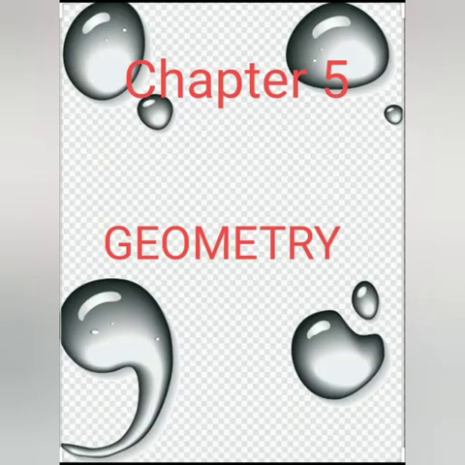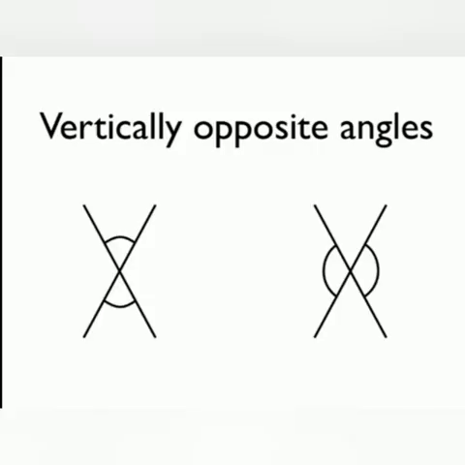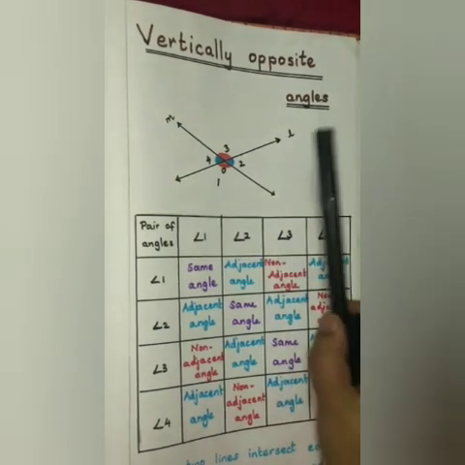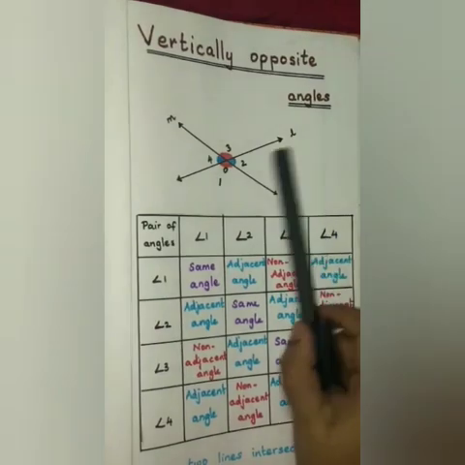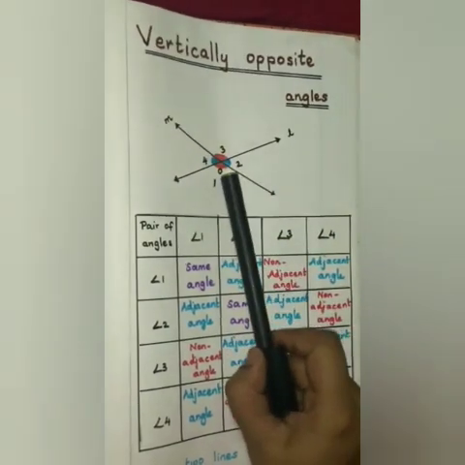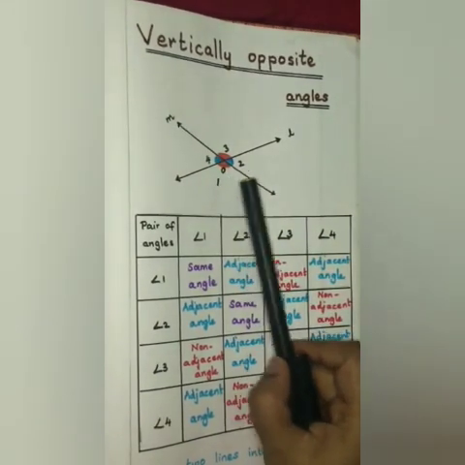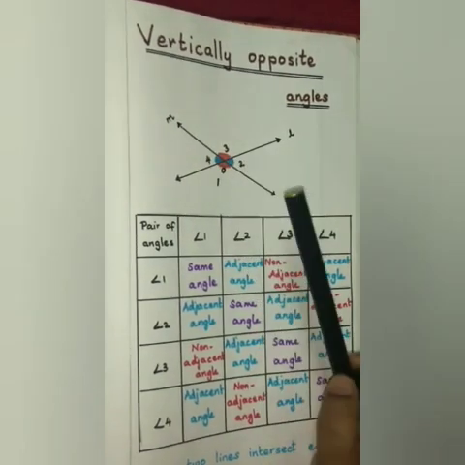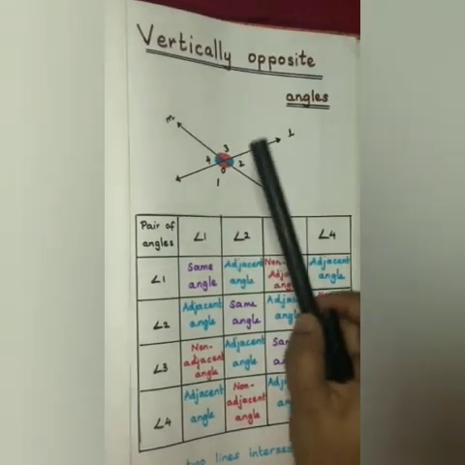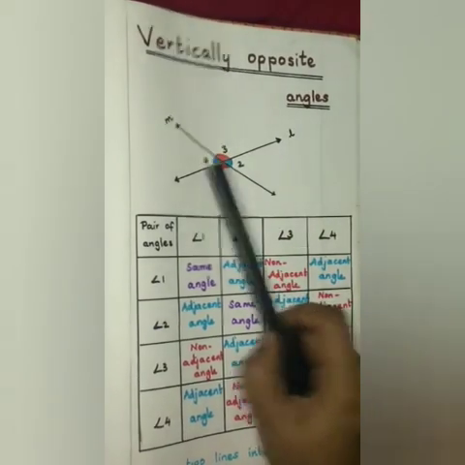Today we are going to see in chapter 5 about vertically opposite angles. Observe the figure. There are two lines, namely L and M, which are intersecting at a point O and forming four angles at the point of intersection. They are angle 1, angle 2, angle 3 and angle 4.